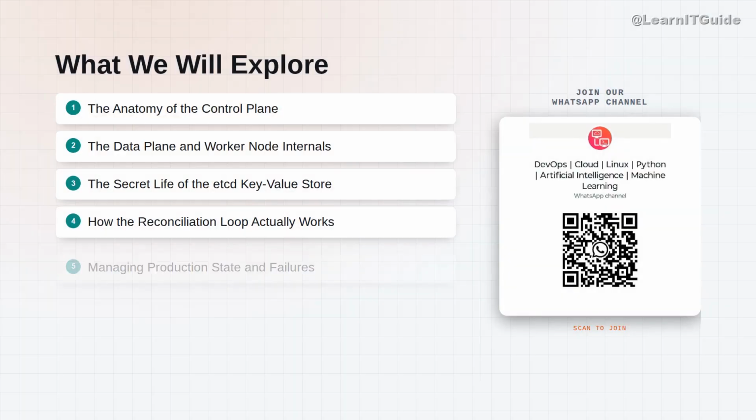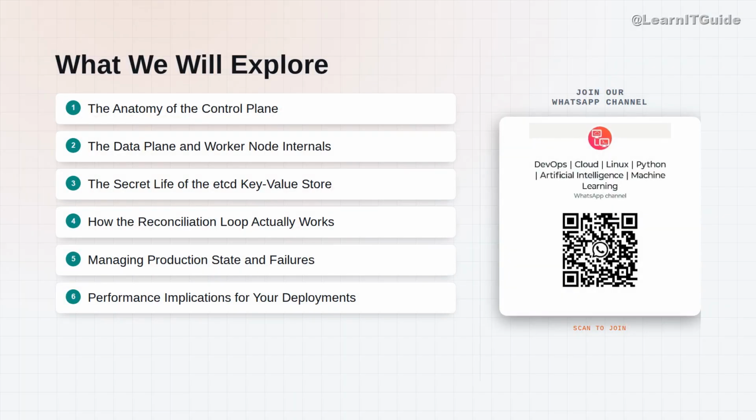These are the 6 areas we are going to cover in this video. We start with the control plane, move to the worker nodes, look at how data is stored, and finally deconstruct the reconciliation loop that drives every action in the cluster. Specifically, that includes the control plane anatomy, data plane internals, the etcd store, the reconciliation loop, production failure patterns, and performance impacts. So do not skip ahead, watch all the way through to actually understand this properly.